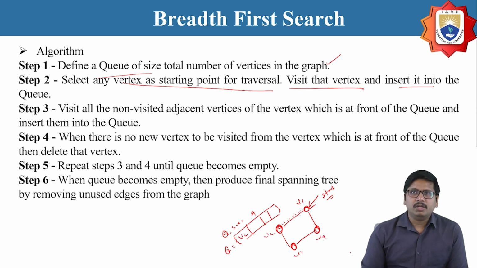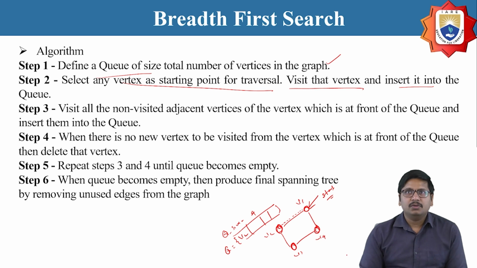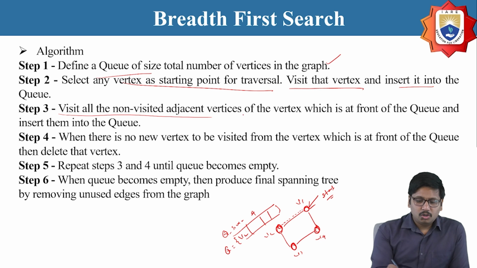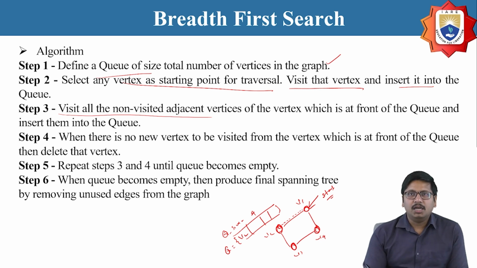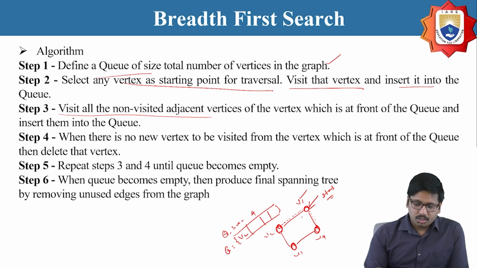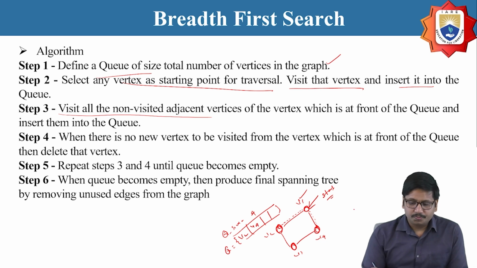So V2 is going to be inserted into the queue. Okay, and so visit all the non-visited adjacent vertices of the vertex which is at the front of the queue and insert them into the queue. So what are the vertices that are adjacent to that vertex V1? So those are all going to be inserted into the queue.